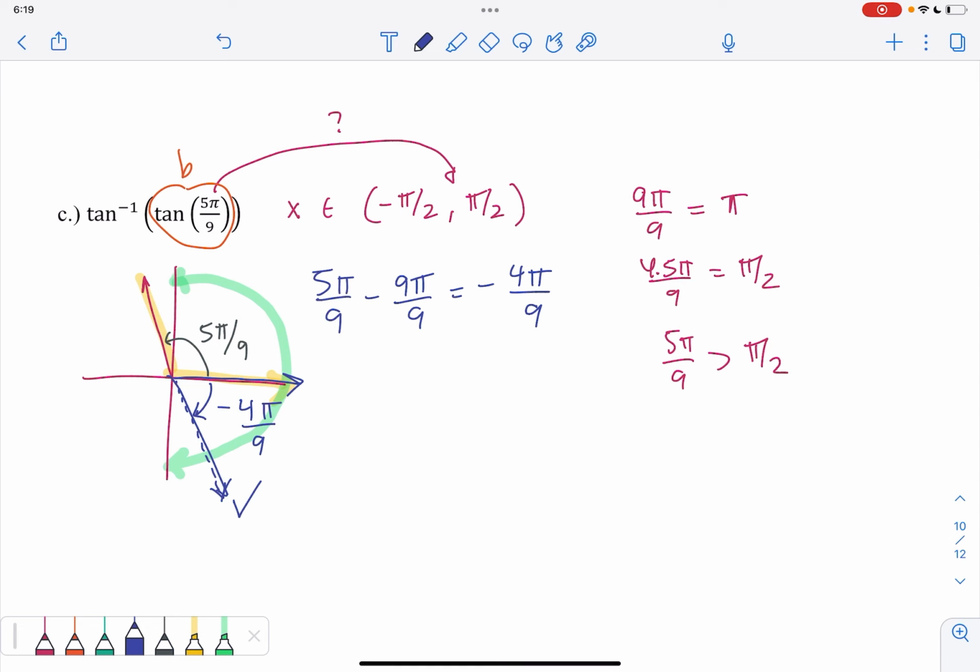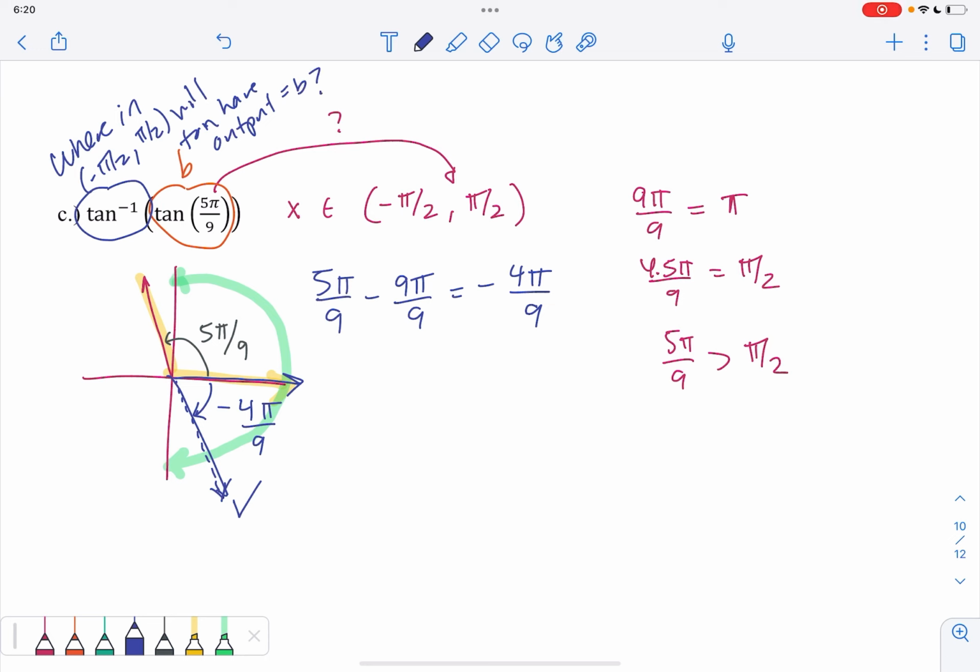So let's think about what we did here. We said, let's call tangent of 5 pi over 9 some value, let's say it has a value of b. And then tan inverse says, where in negative pi over 2 to pi over 2 will tan have output equal to b? We said, well, tangent repeats the same outputs every pi. So we just need to be a half a rotation away, which is just 180 degrees away. So we do that, and we find that angle is negative 4 pi over 9.